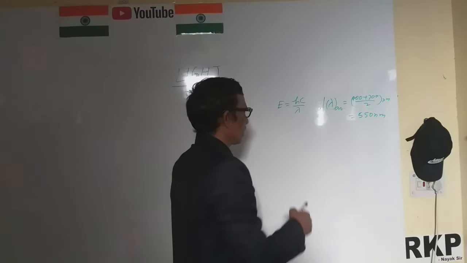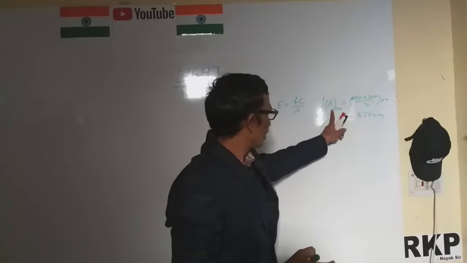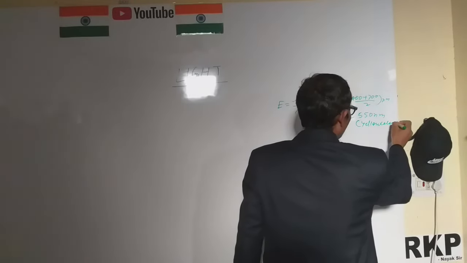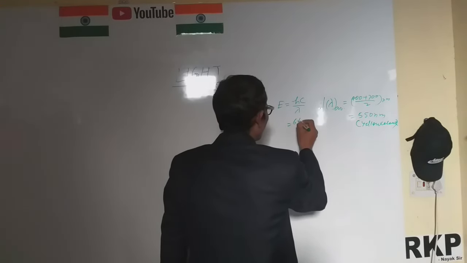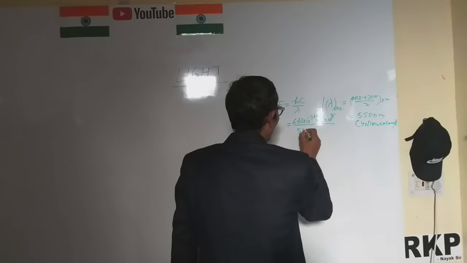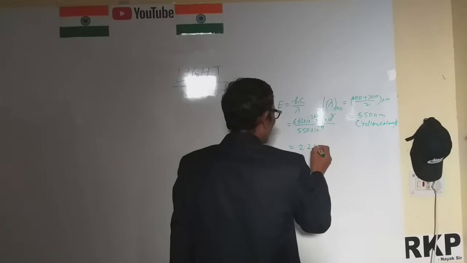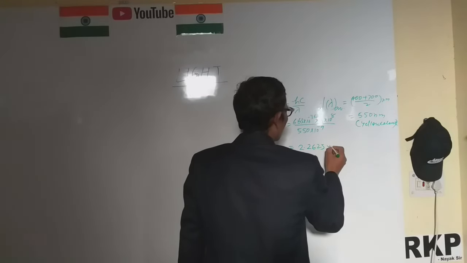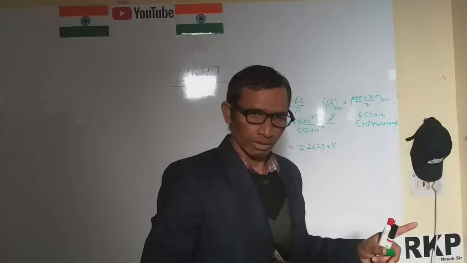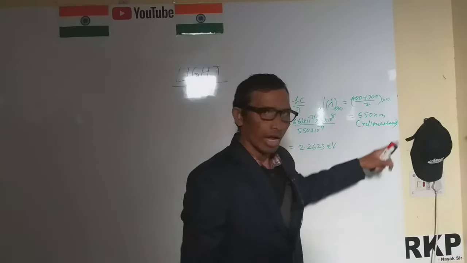When we put in the Planck constant, the velocity of light, and the average wavelength, approximately yellow, we put 6.63 into 10 to the power minus 34, 3 into 10 to the power 8, and 550 into 10 to the power minus 9. When we calculate this, we get 2.2625 electron volt. This is the energy throughout the day if we take the average wavelength, 550 nanometer only.